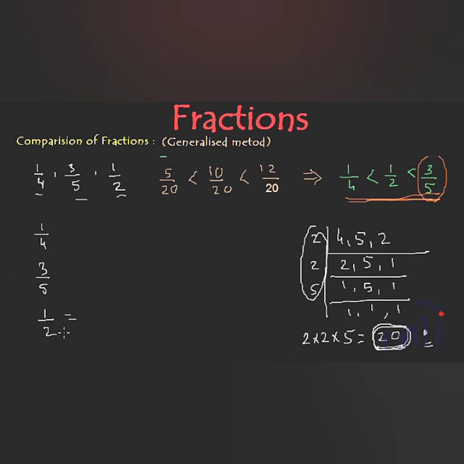So 1 by 2 is there, and if I want to make the denominator as 20, we have to multiply denominator by 20 divided by 2, that is 10. So if I multiply denominator by 10, I have to multiply numerator also by 10. So this will be 1 multiplied by 10 divided by 2 multiplied by 10, and this will be equal to 10 by 20, right?